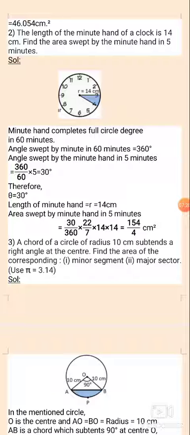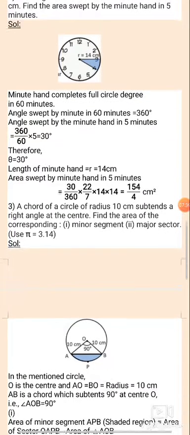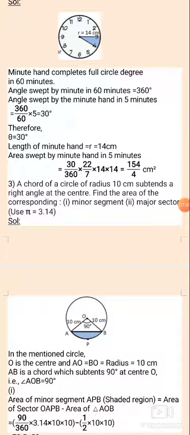Use pi is equal to 3.14. Now, in this figure, listen carefully. The sector angle is given as 90 degrees and the radius is 10 centimeters. O is the center. OA and OB are the radius. AB is the chord which subtends angle 90 degrees at the center, that is angle AOB is 90 degrees.